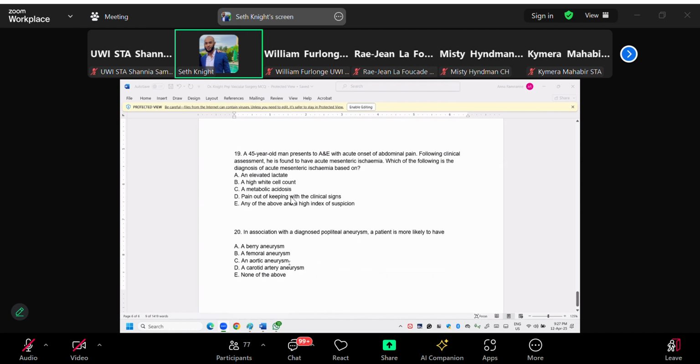Right? Number 20 is which of the following in a patient diagnosed with popliteal aneurysm, they are more likely to have an aortic aneurysm. Okay? So I think it's about 50% of patients with popliteal aneurysms have a greater chance of having an aortic aneurysm. So number 20 is C. Popliteal aneurysms are associated with aortic aneurysms.